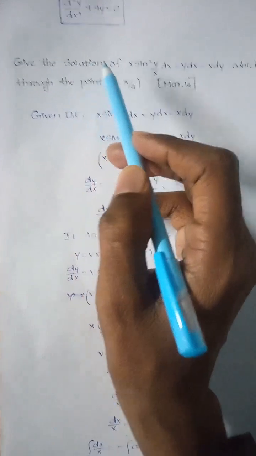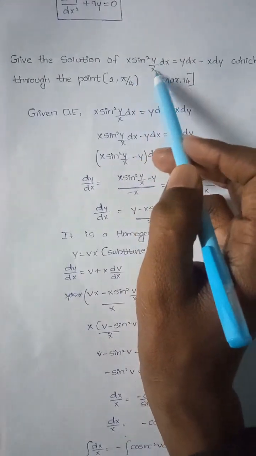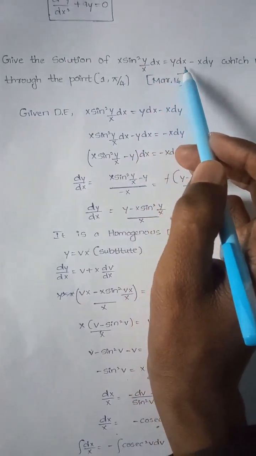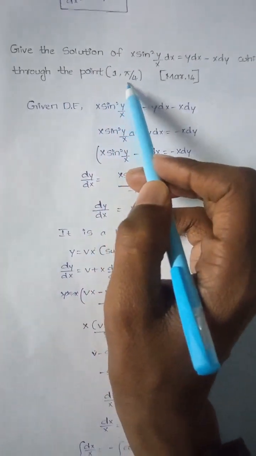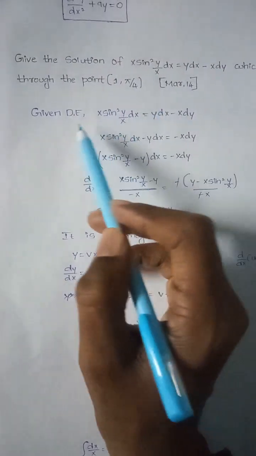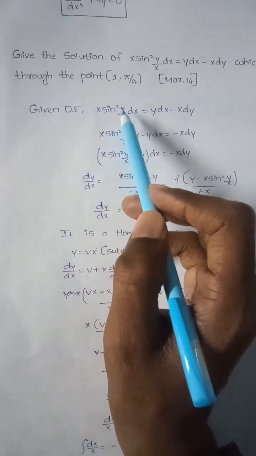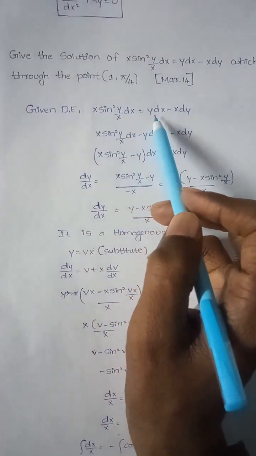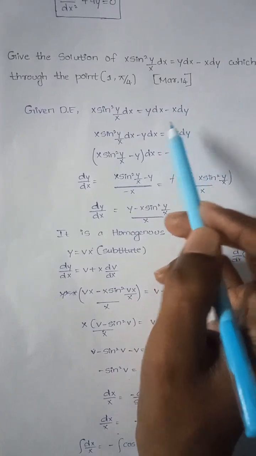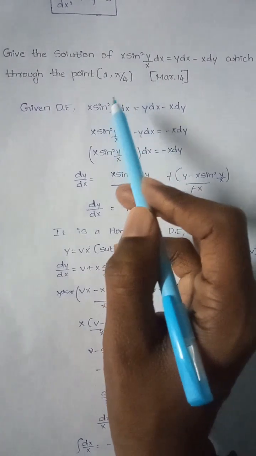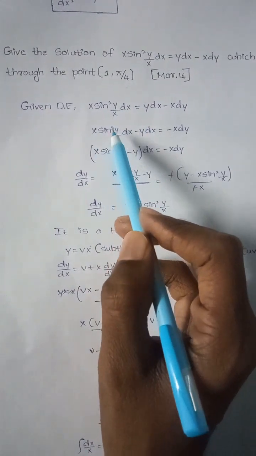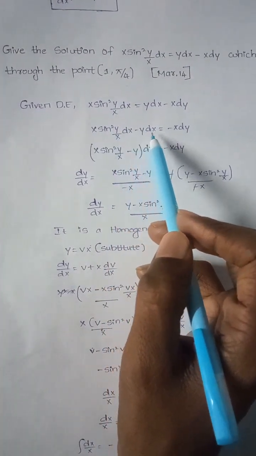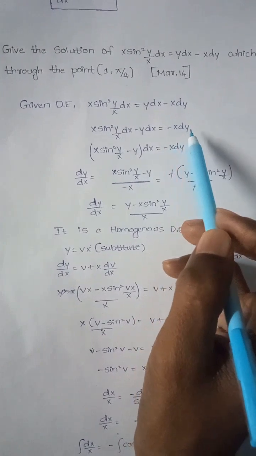Find out the solution of x sin square (y by x) dx is equals to y dx minus x dy, which passes through the point (1, pi by 4). So given the differential equation, x sin square (y by x) dx is equals to y dx minus x dy. Now taking y dx on the RHS, we get x sin square (y by x) dx minus y dx equals to minus x dy.